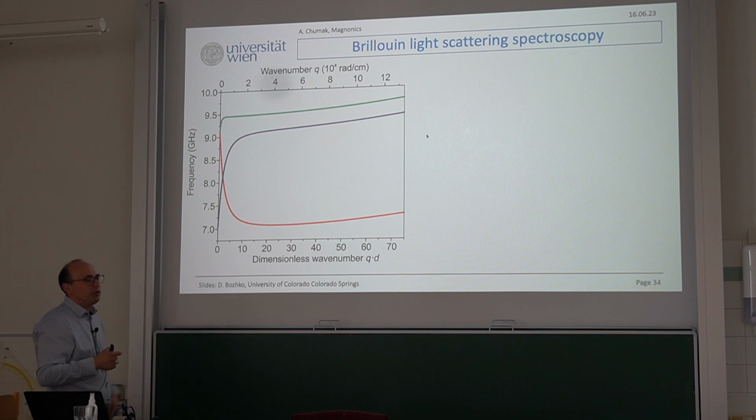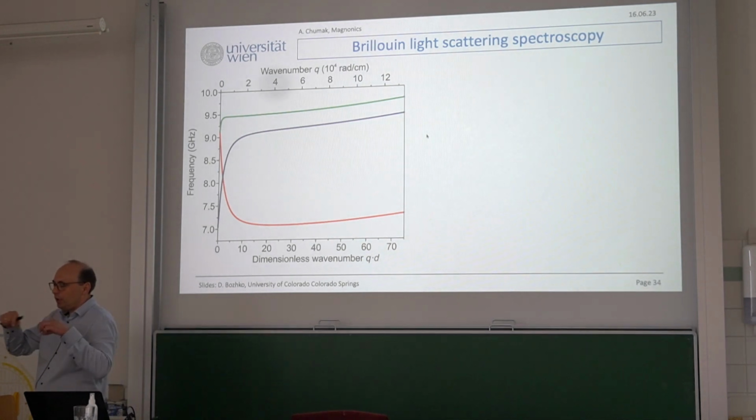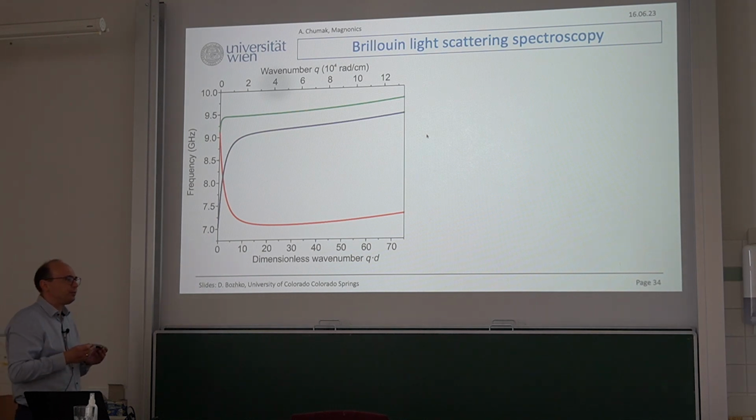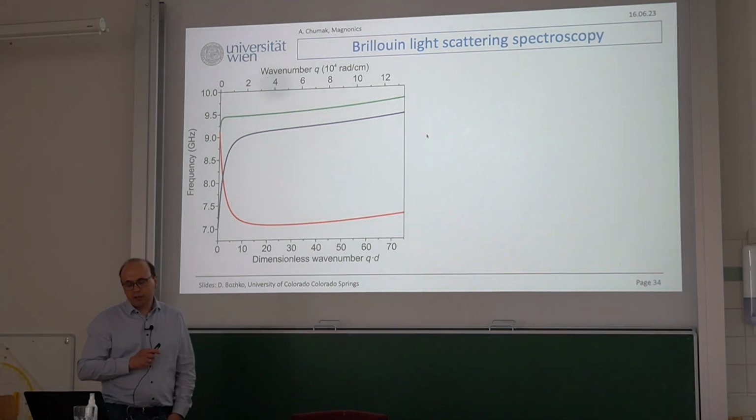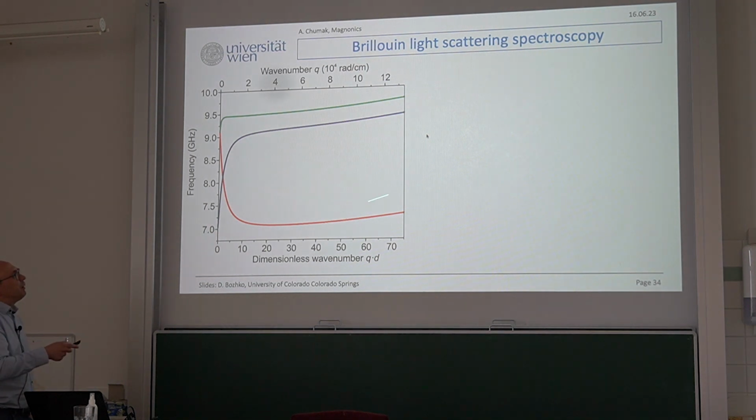For example, people simply put diaphragms, like use a big lens and put diaphragms so that they analyze only photons scattered at some given angle. That's kind of the first steps which were taken in BLS. But I will present you one of the latest setups developed by Dmytro Boschko, who is now professor at the University of Colorado, at Colorado Springs. And he developed the setup when he was a PhD student in Burkard Hillebrands' group in Kaiserslautern. And he had a specific problem.